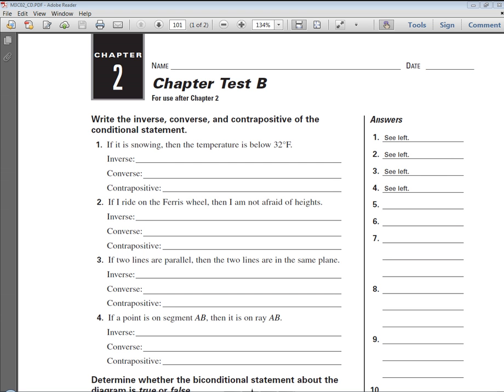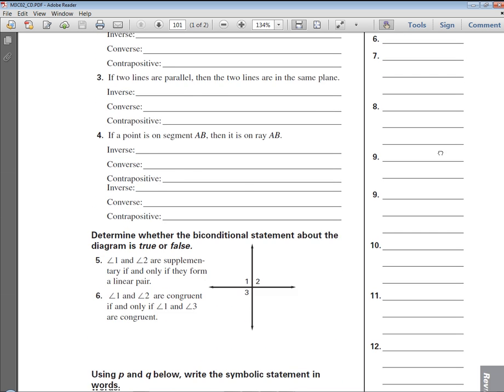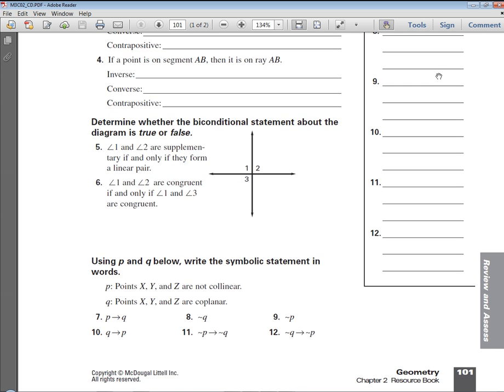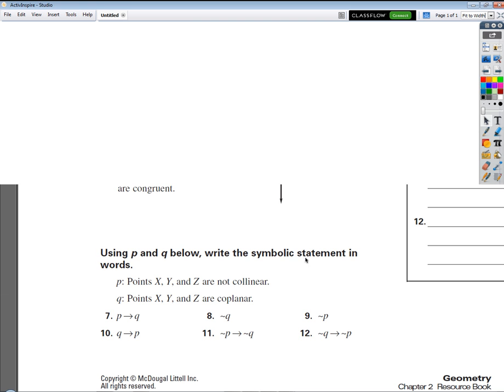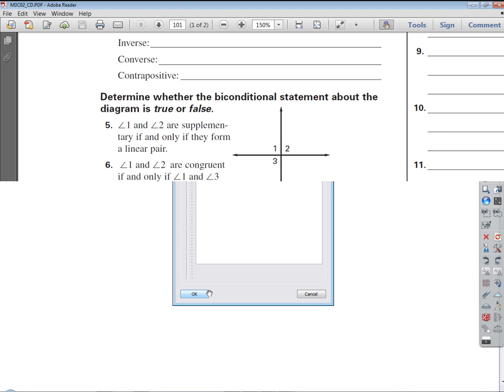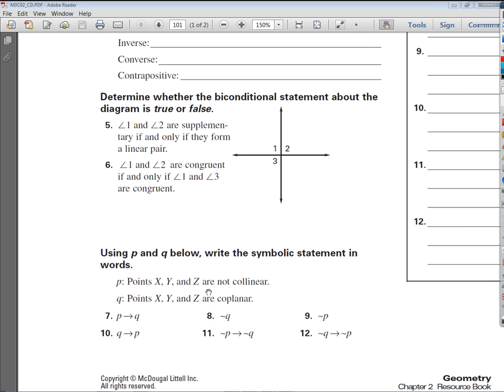I think, as I recall here, oops, what's going on? Here we go. Okay, these were okay, but not perfect. Let's have a quick look at maybe these. The true and false. Determine whether the biconditional statement about the diagram is true or false. Okay, so what about this? The first one says angles 1 and 2 are supplementary if and only if they form a linear pair. So true or false? Does it make sense?